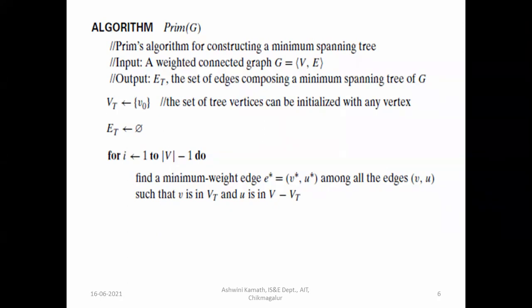So V minus VT: V is the set of vertices in the graph, and VT is the set of vertices in the tree. So VT is equal to VT union U star. So now add this new vertex, that is U star. V star is already present in VT, that is the tree. So add U star. Then ET is equal to ET union E star.